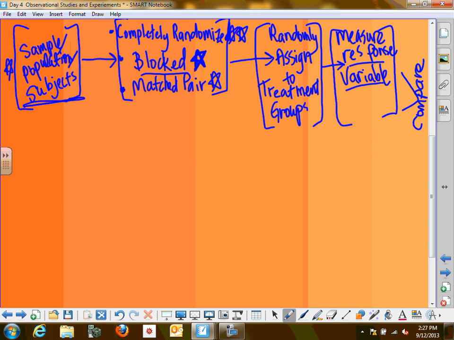By the way, you know what your treatment is called? That's the thing that is creating the response. So what's it called? The treatments are called your explanatory variables. All right.